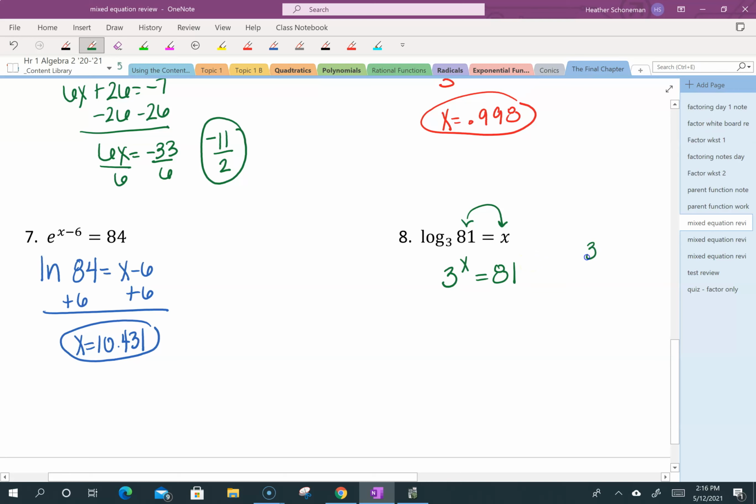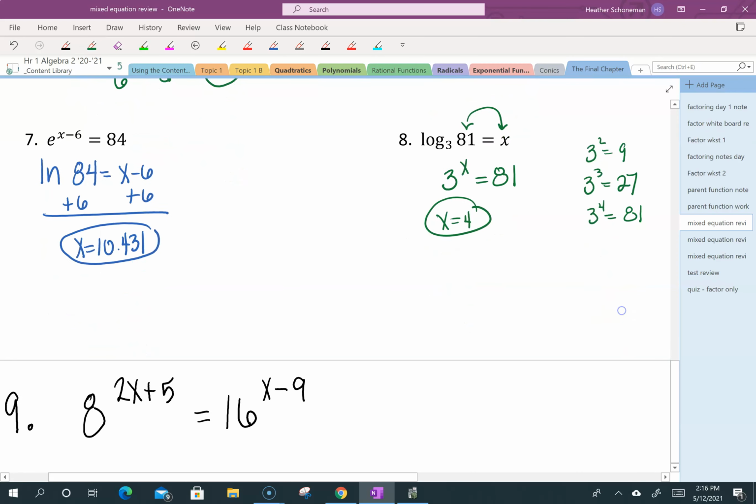Well, if I start thinking about it, 3 squared is 9, that's not right. 3 cubed is 27, that's not right. But 3 to the 4th, oh, that is 81. So the number that makes this true for x would be x equals 4, because 3 to the 4th power is what gives us 81.